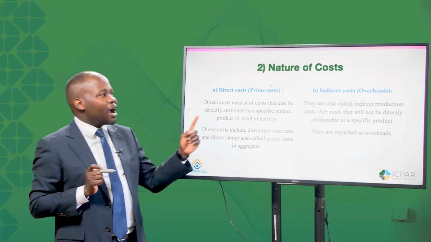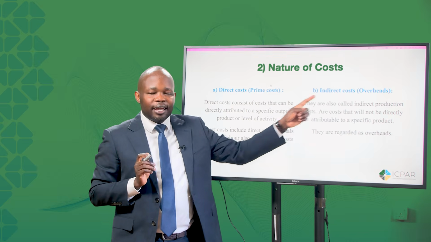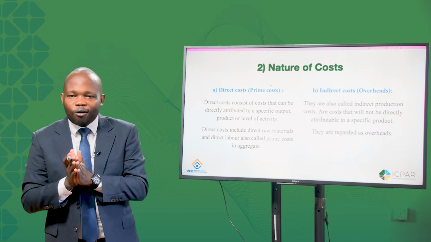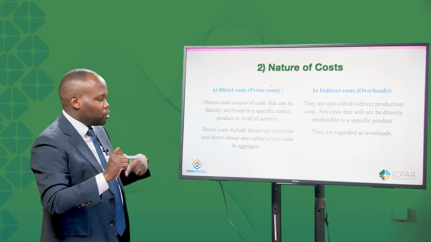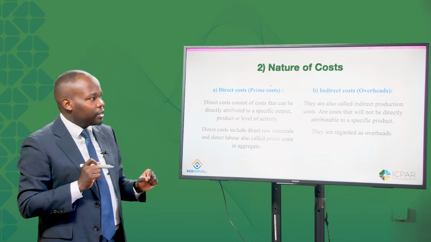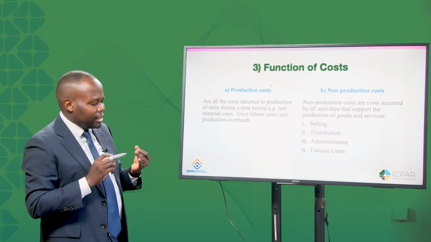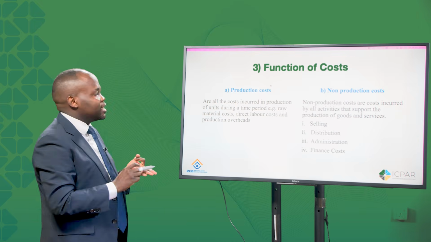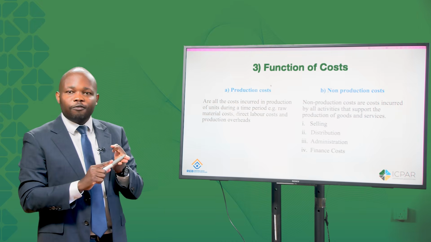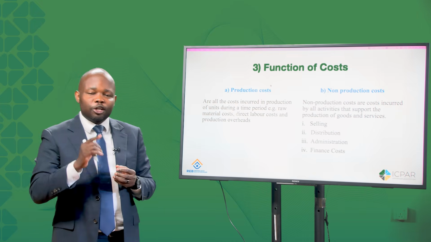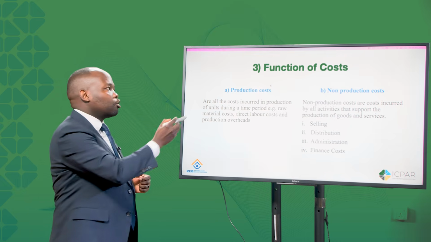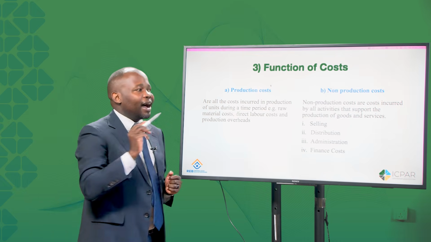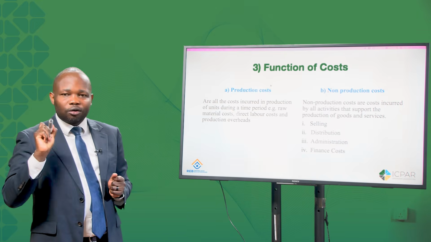On the other hand, we have indirect costs. Indirect costs are also known as overheads. These are costs that are not traceable to a specific cost unit. The third way to classify costs is by the function of costs. Under function of costs, there are 2 types of costs. We have what we call production costs and non-production costs.